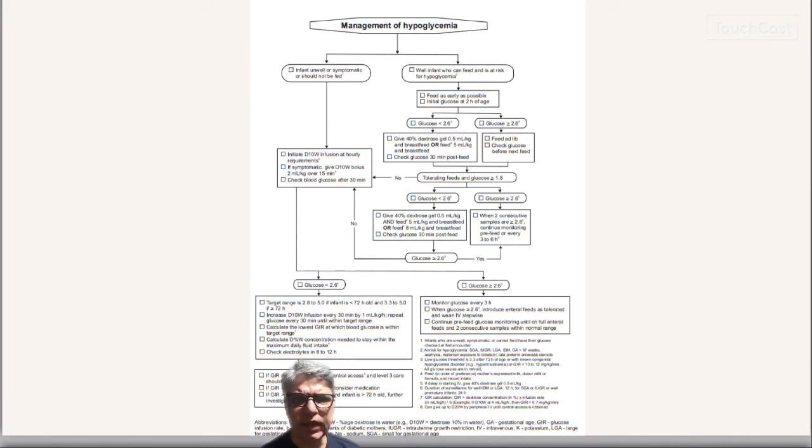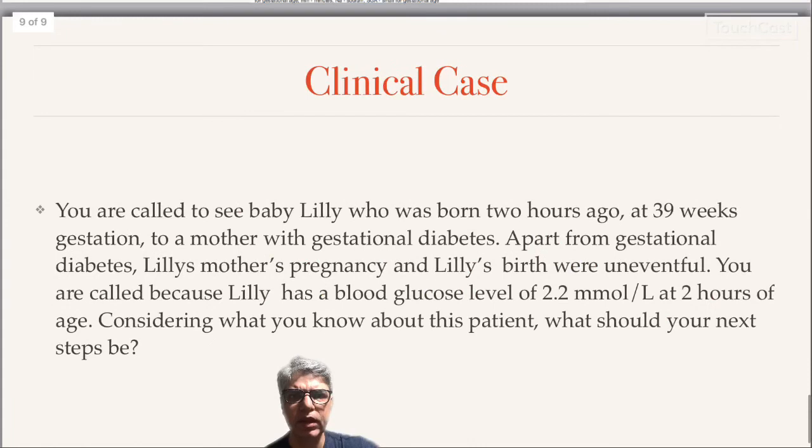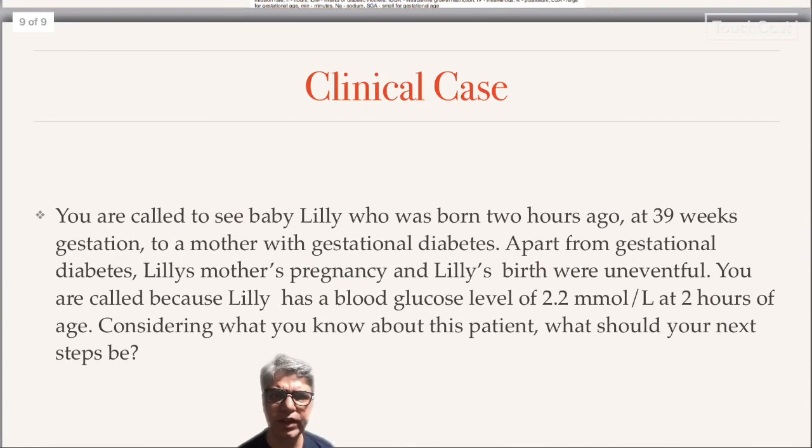Now, let's return to the clinical case which I gave you earlier. Here, Lily is an infant of a gestational diabetic mother, a major risk factor for developing neonatal hypoglycemia. Her blood glucose level was checked at 2 hours of age, and you note that she does not exhibit any signs or symptoms of hypoglycemia. Because her glucose level was 2.2 millimole, which is below the cutoff level of 2.6, and she is asymptomatic, you give her a dose of 40% dextrose gel and encourage her mother to breastfeed her on demand.